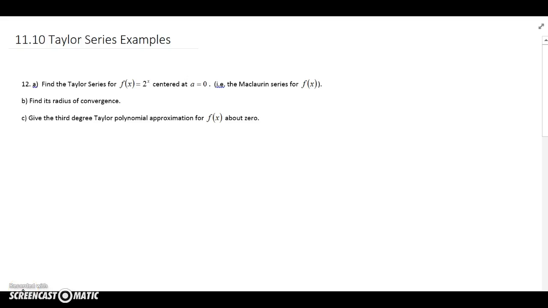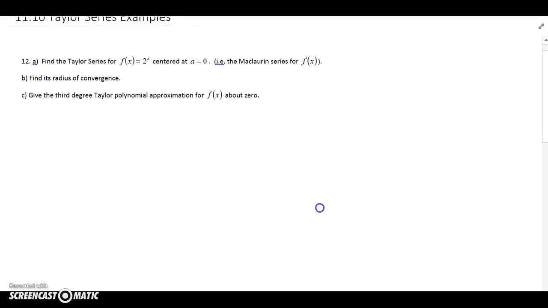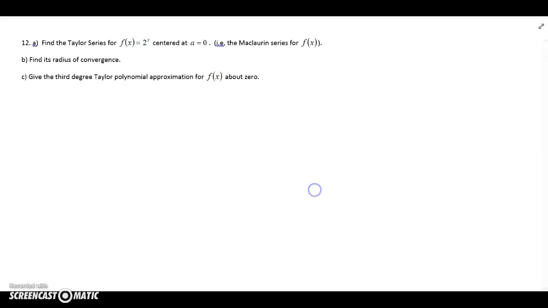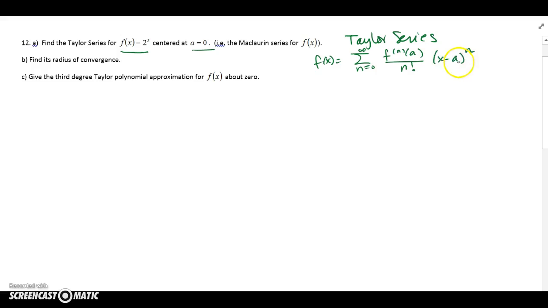Okay, let's take a look at a couple of examples. It says find the Taylor series for this function centered at 0. In other words, we're looking for the Maclaurin series. So we know the Taylor series is centered about a, given like this, but we're looking for the Maclaurin series, which means a is just 0. So we're going to replace our a's with 0.